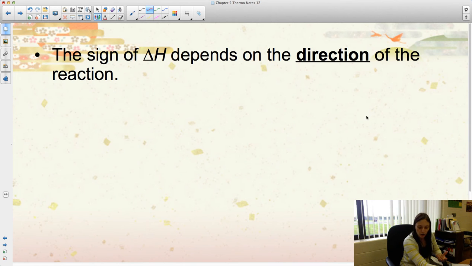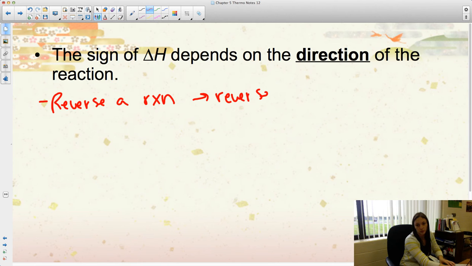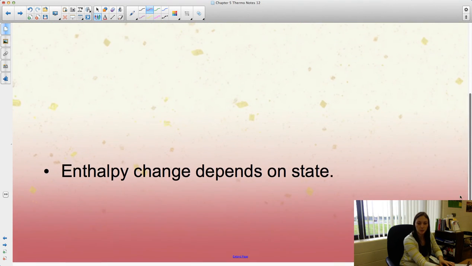And if you're looking at the water example we did before, that's the same thing. One is going to be positive, one is going to be negative, depending on which direction you're going. So if you reverse a reaction, okay, and I always do reaction RXN, then that means you reverse the sign of enthalpy. And the last guideline is that the enthalpy change depends on the state.